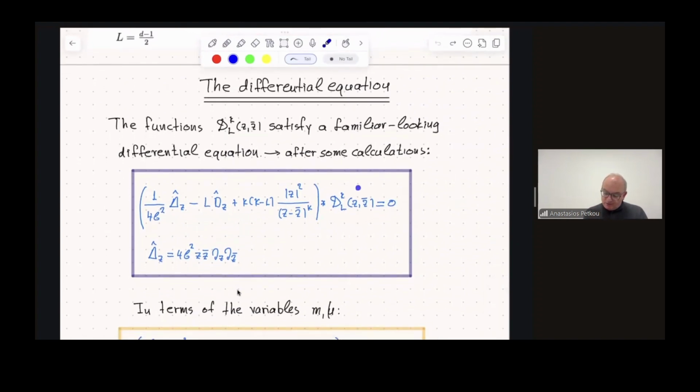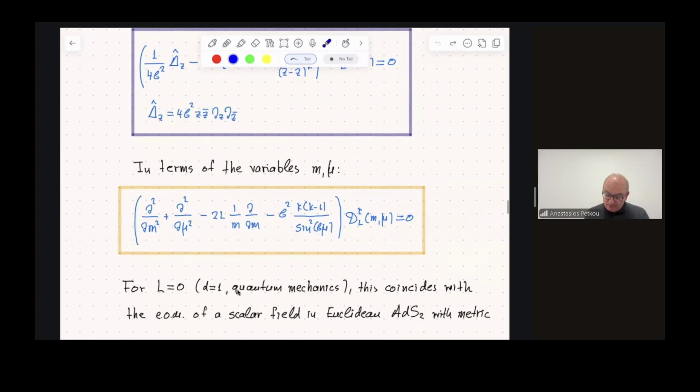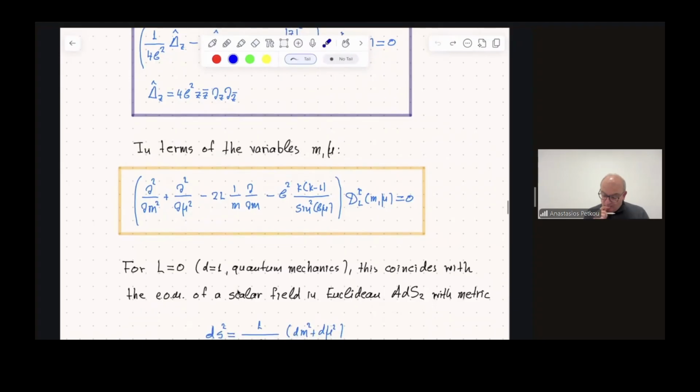Again, these are the functions that we can build from the harmonic oscillator, and they correspond to thermal one-point functions. They satisfy a remarkable differential equation. I say remarkable because if I write it in the variables m and mu, it looks like that. Well, it's an equation that is like a Laplacian, but it has 2 eigenvalues, this L and this K, that appears like K minus 1. So this is like rotation.